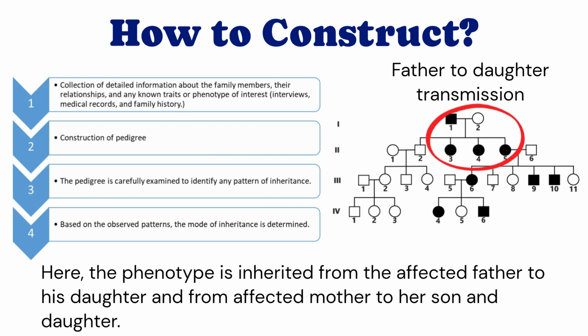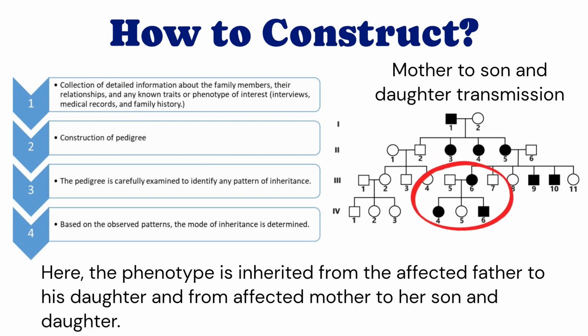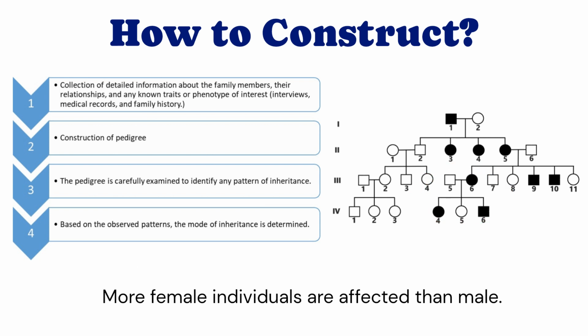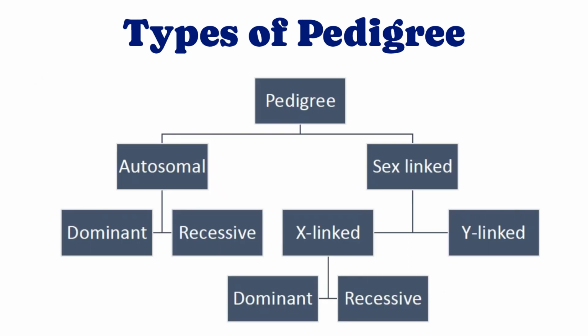The pedigree is carefully examined to identify any pattern of inheritance. This involves looking for consistent transmission of the trait through generations, observing the affected and unaffected individuals, and considering the gender distribution of affected individuals. Finally, based on the observed patterns, the mode of inheritance is determined. It allows for predictions to be made about the likelihood or risk or potential outcomes associated with the trait in future generations. There are several types of pedigrees commonly used in human genetics, each serving a specific purpose.